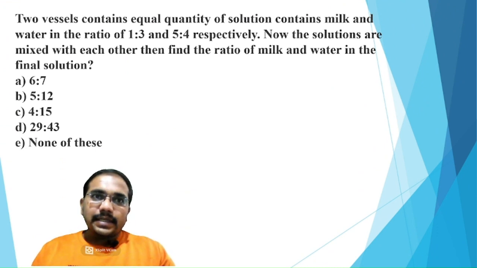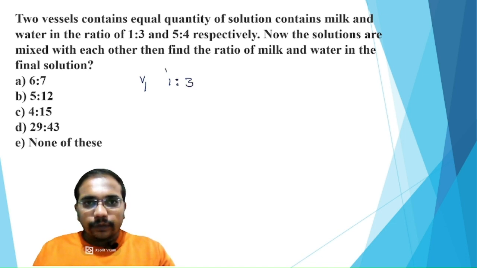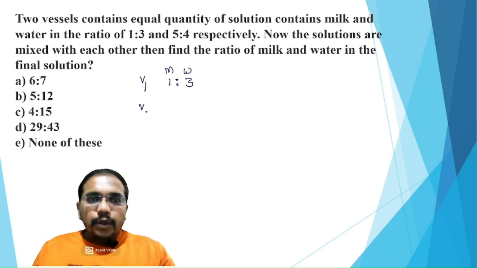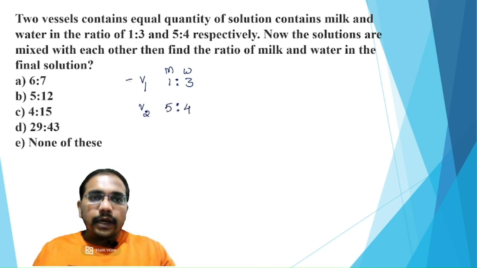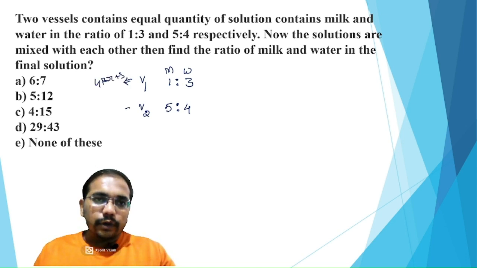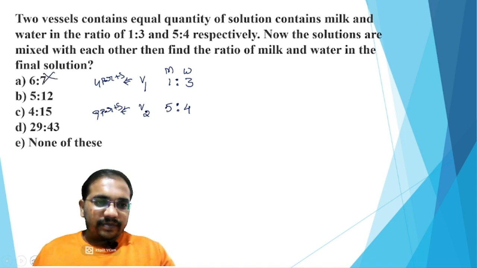Two vessels contain equal quantity of solution. Vessel 1 contains milk and water in the ratio 1:3, and vessel 2 contains milk and water in the ratio 5:4. Vessel 1 has 4 parts in total, because 1 plus 3 is 4. Vessel 2 has 5 plus 4, which is 9 parts. In this case, don't add, friends. 5 plus 1 is 6 and 3 plus 4 is 7 is a wrong answer. Clear or not clear? That's why I have given this option also.